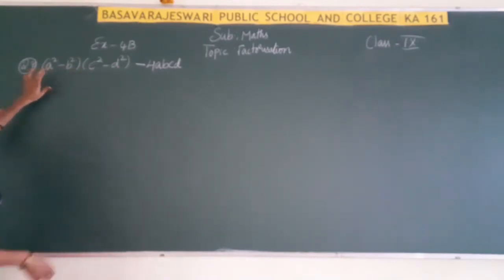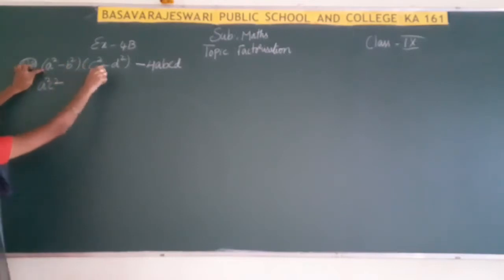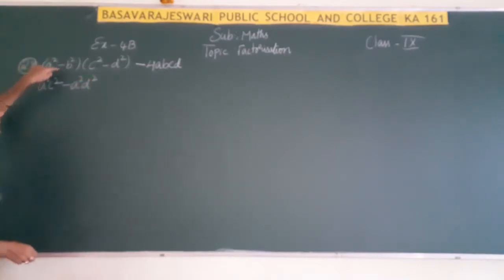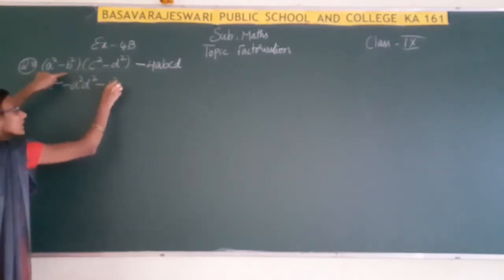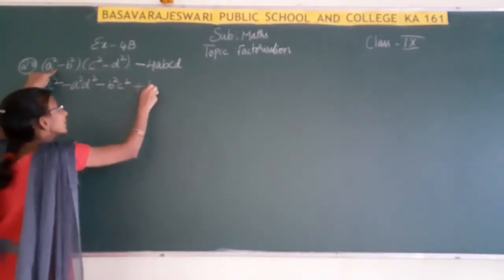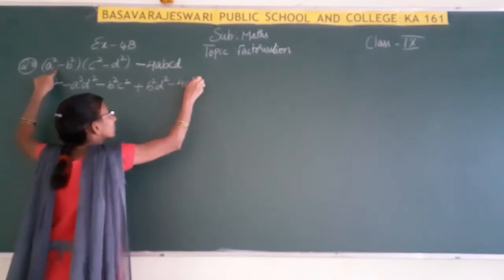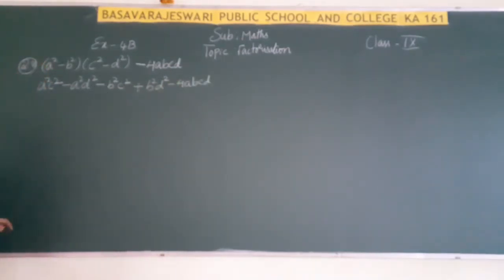Okay, so multiply. a square into c square is a square c square, plus into minus is minus, a square into d square is a square d square, minus into plus is minus b square c square, minus into minus is plus b square d square, minus 4abcd. Okay, now what will we do?